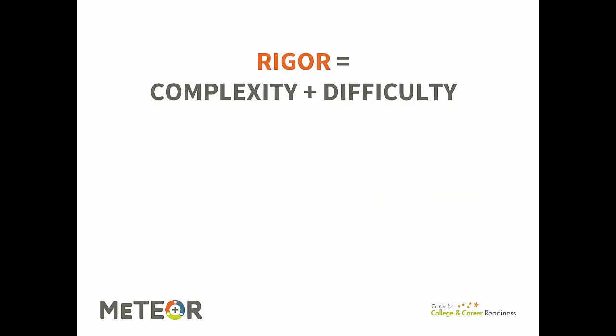So what is rigor? Rigor equals complexity plus difficulty. Complexity is the constant. In other words, it stays the same and never changes. Difficulty is the variable. It does change, and the teacher can support the student through best instructional practices.